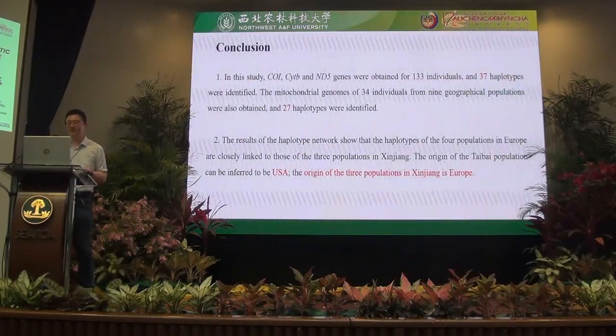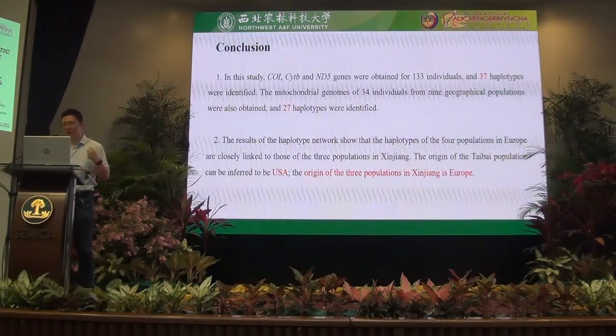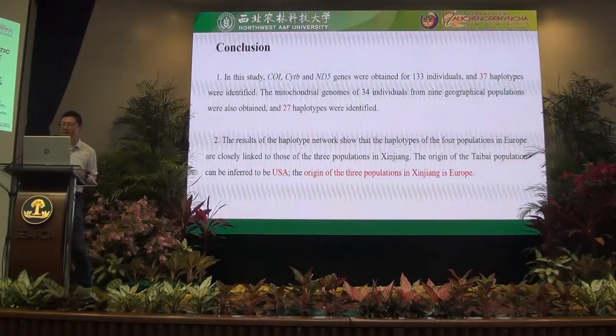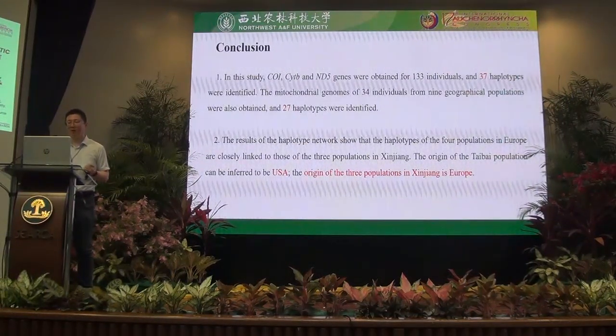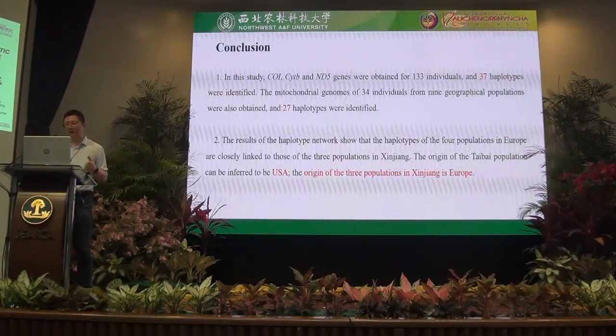Conclusion. In this study, three genes were obtained for 133 individuals and 37 haplotypes were identified. The mitochondrial genome of 34 individuals from nine geographical populations was also obtained and 27 haplotypes were identified.